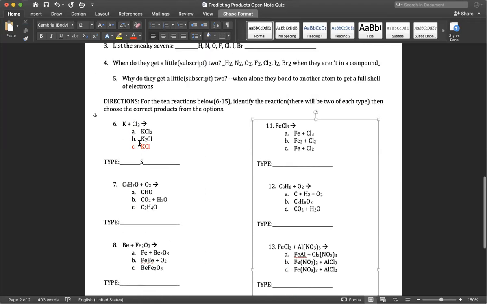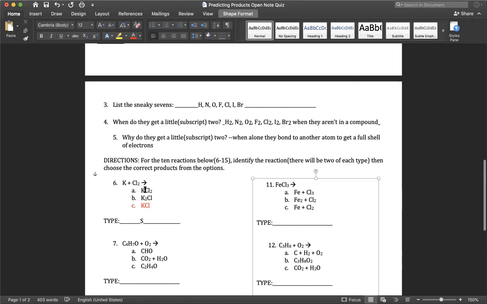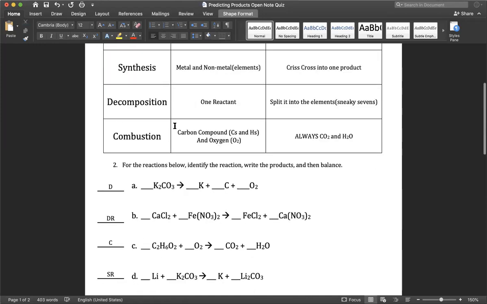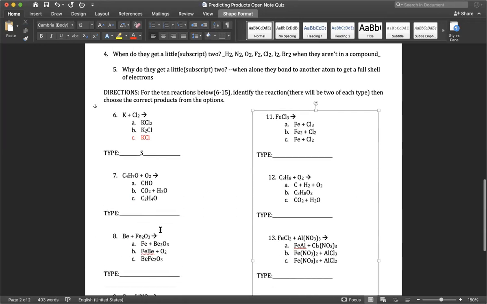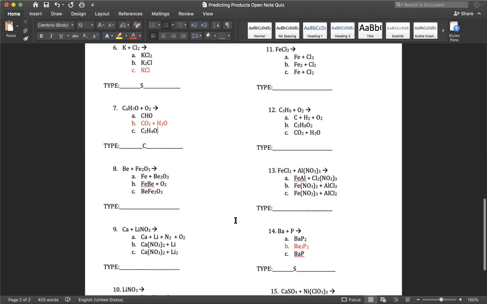So let's go to number 7 here. What type of reaction does that look like? Combustion. Yep. I have a carbon compound, C's and H's, and oxygen, O2. And what are the products for a combustion reaction? CO2 and H2O. Always CO2 and H2O. Okay, so what's my other combustion reaction on here?